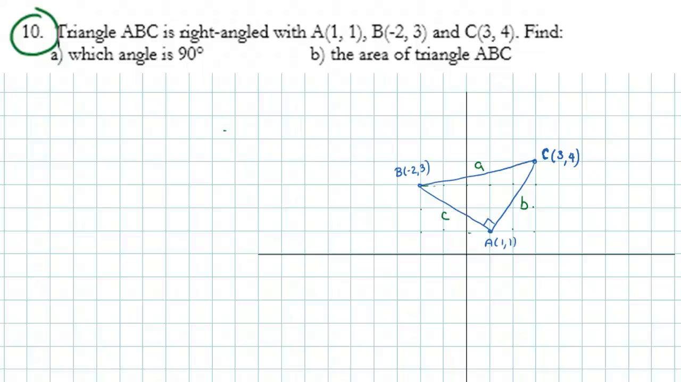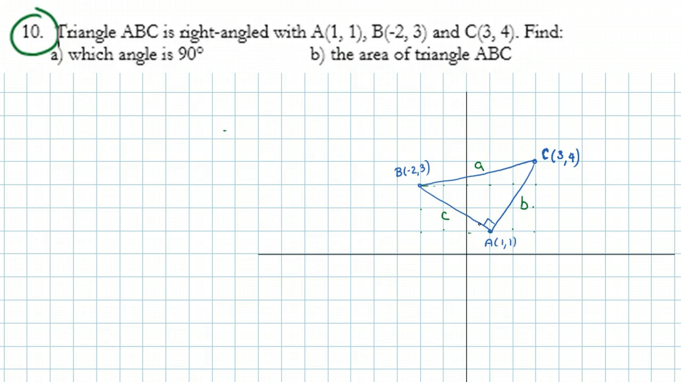Hello, in this video we're going to go through question 10 from lesson 5. This question says triangle ABC is right angled with A (1, 1), B (-2, 3), and C (3, 4). We want to find which angle is 90 degrees. What I've done already here is I've drawn a scale diagram, and I can see pretty obviously that angle A is in fact the 90 degree angle.